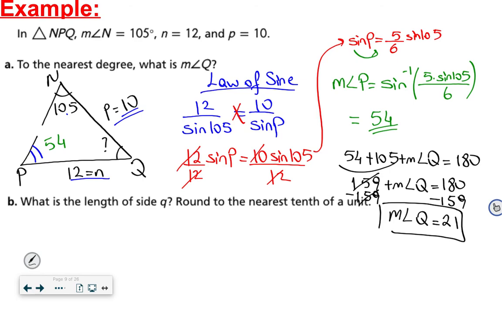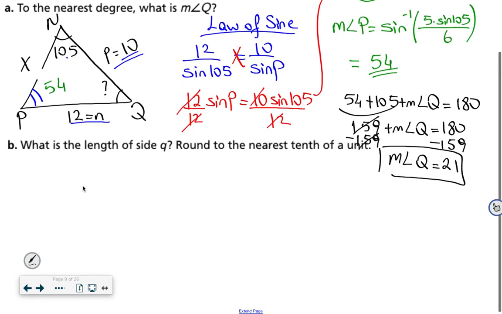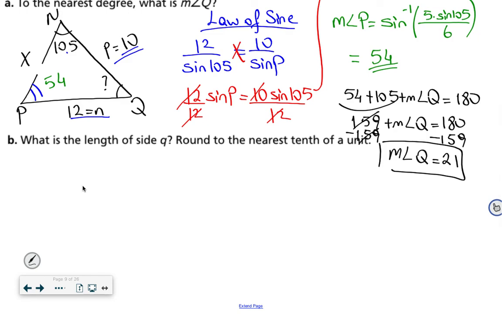For the second part of the question, what is the length of the side Q here? Let's say that X, round to the nearest tenth of a unit. All right, so we are going to use the law of sine again. What am I going to do? Let me draw the triangle one more time.